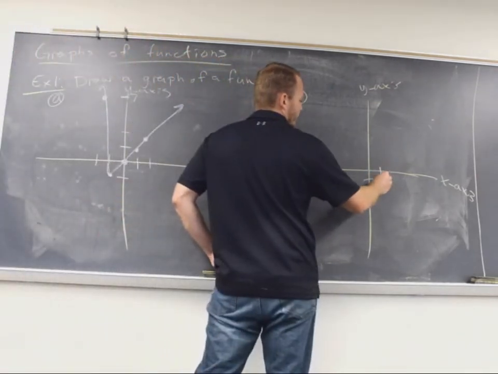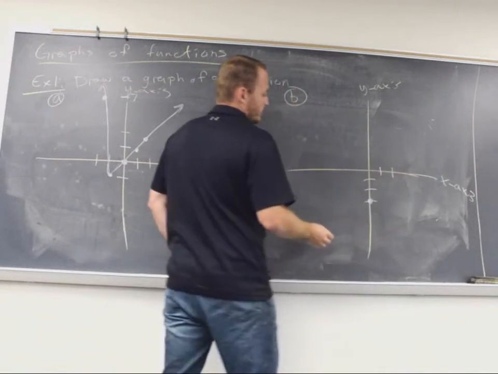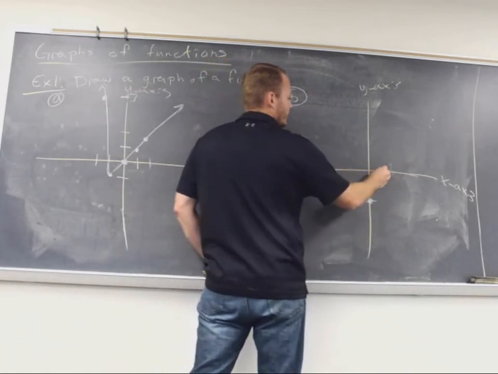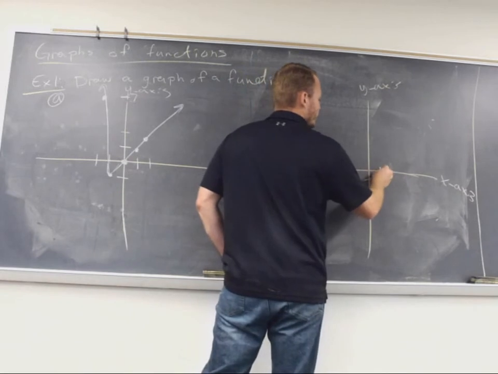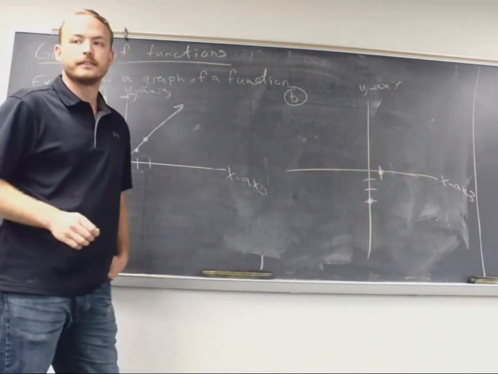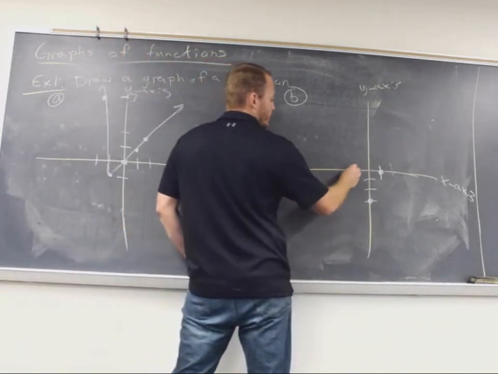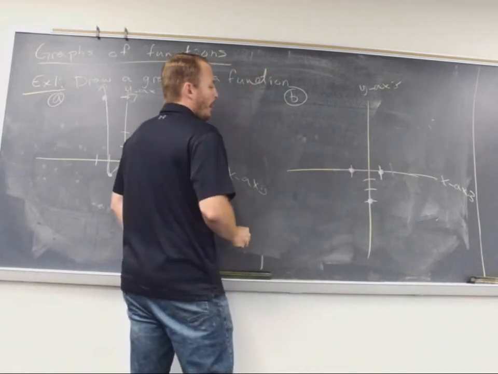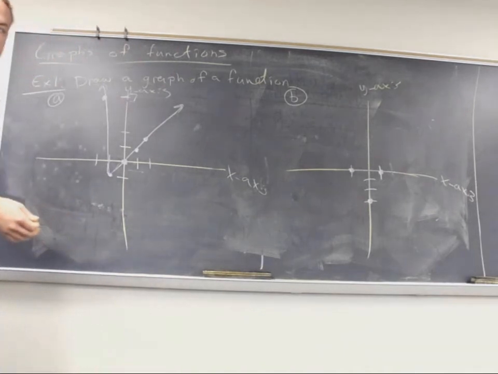Now let's say my x equals 1 has a y value of 0, so it's right there on that line. And then let's say negative 1 has a y value of 0. And is that legal? Is that still a function?